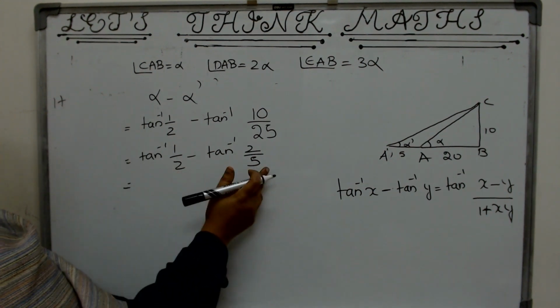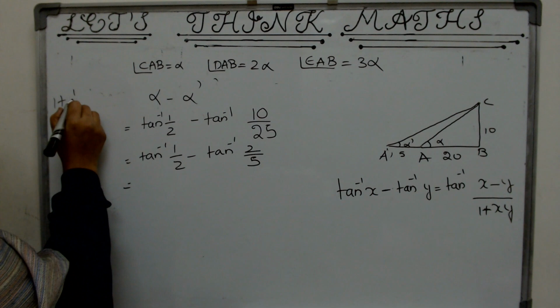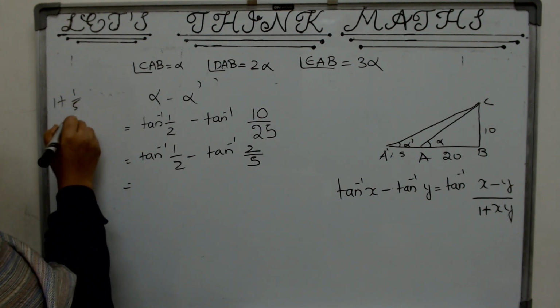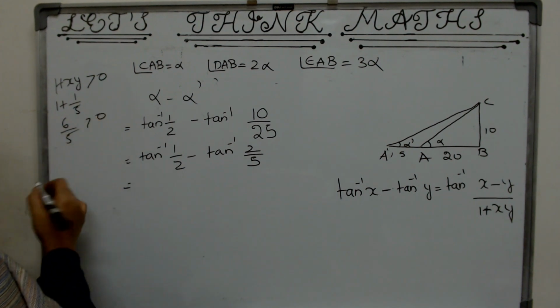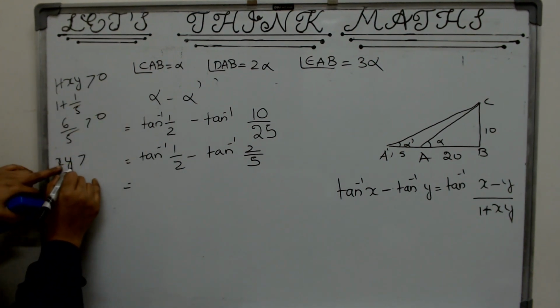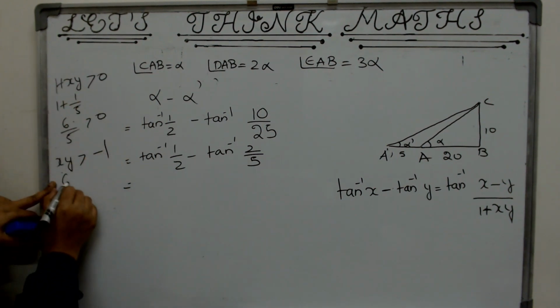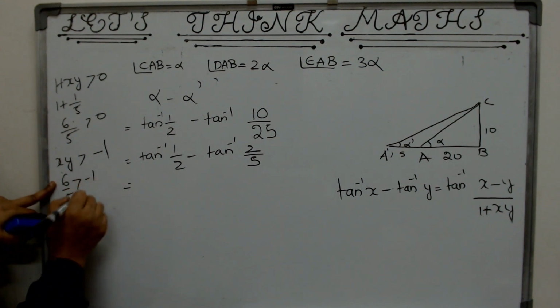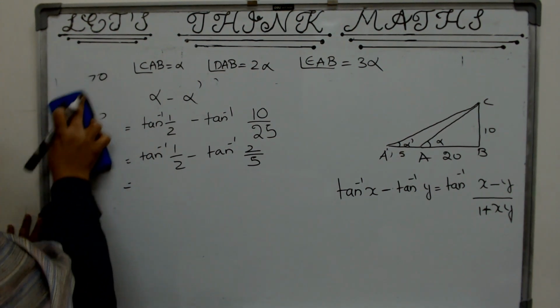Will it be strictly greater than 0? 1 plus x into y is what? Half into 2 by 5, which is 1 plus 1 by 5, which is 6 by 5. It is strictly greater than 0. Or in other words, all you have to do is make sure xy is greater than minus 1. What is xy? 6 by 5, right? So it is greater than minus 1. So we are safe here. So you can apply the formula.